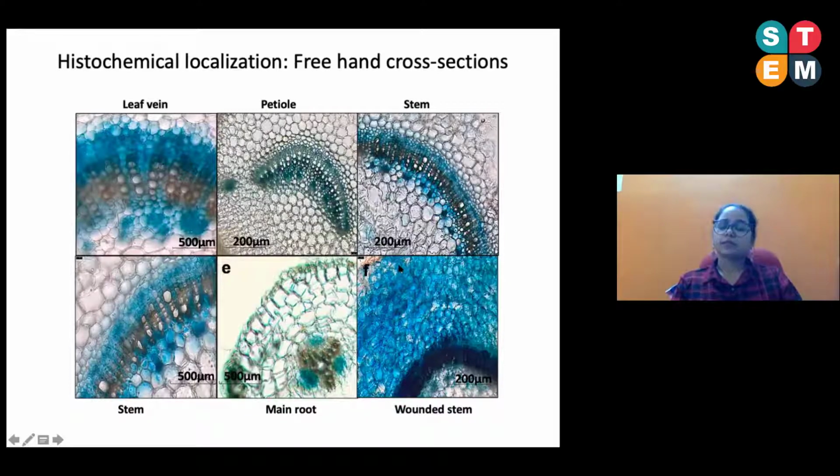And the cross-section of a wounded stem showed that intense staining was also observed in the other tissues like the epidermis and the cortex.